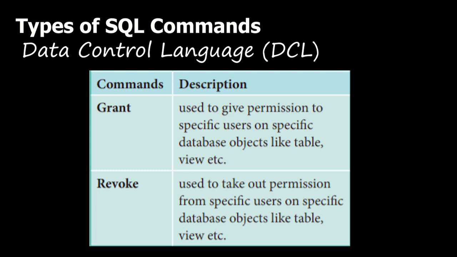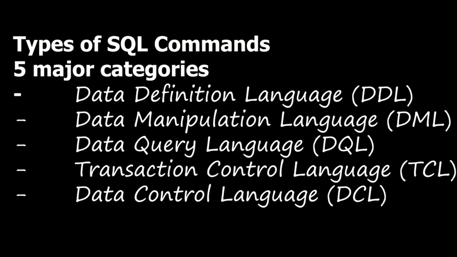Let's see it once more. The types of SQL commands, what all we have seen? First one, data definition language. Inside that, we have seen create, alter, drop, rename, and truncate. The next one is DML, data manipulation language. In that, we have seen insert, update, and delete. The next one is data query language. Here we have seen the select command. And then control commands. Transaction control language means commit, rollback, set transaction, save point. These are the commands which come under transaction control language. And the last one, grant and revoke, will come under data control language.